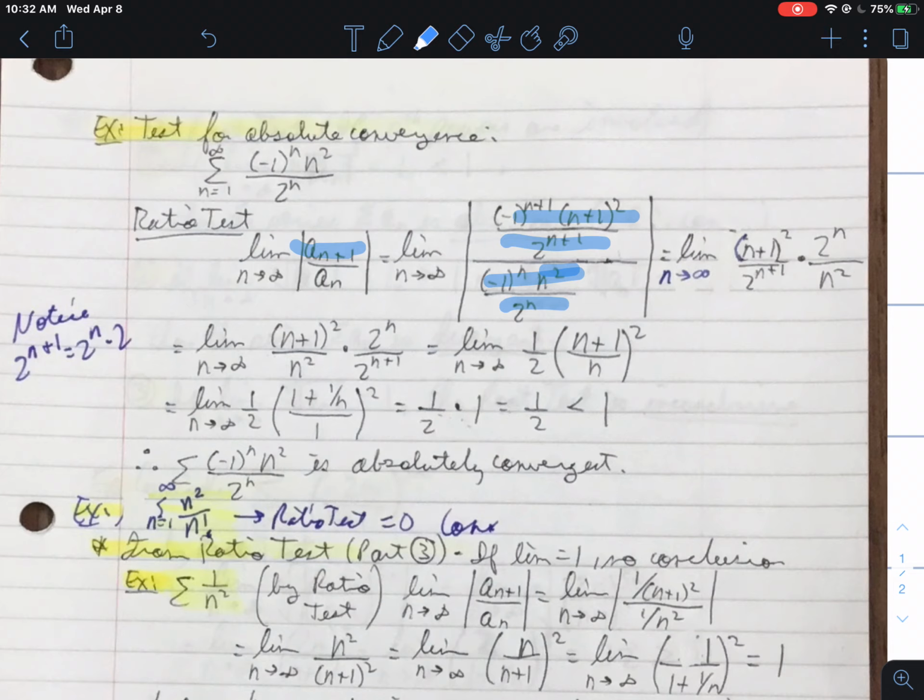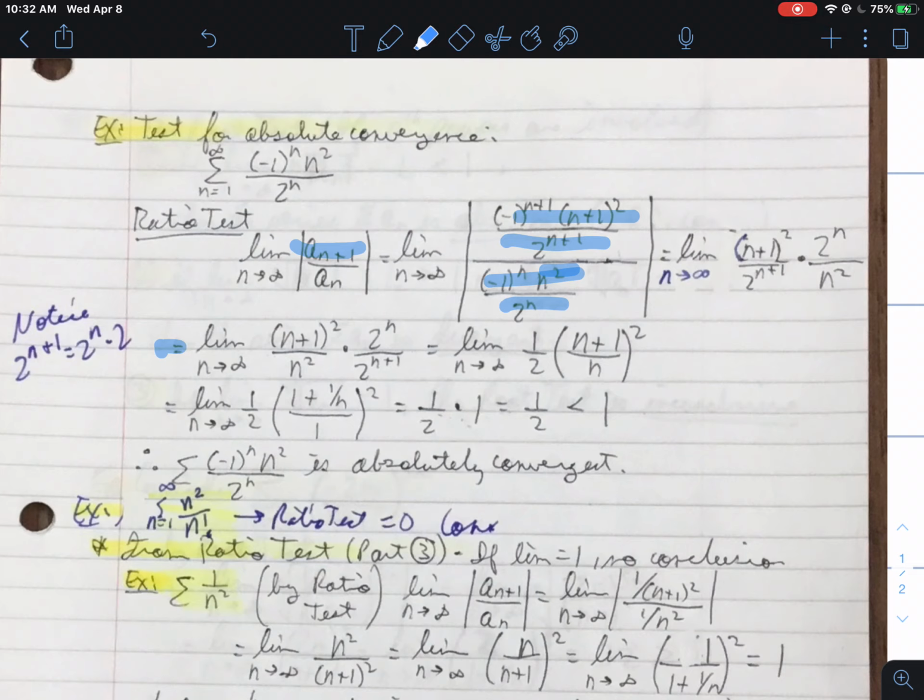So that leads us to the limit as n approaches infinity of n plus 1 squared over 2 to the n plus 1, times 2 to the n over n squared. Right, so we just got rid of the negative ones, and then we multiplied by the reciprocal. So then the next step, so that gets me here. I've got the limit then as n approaches infinity.